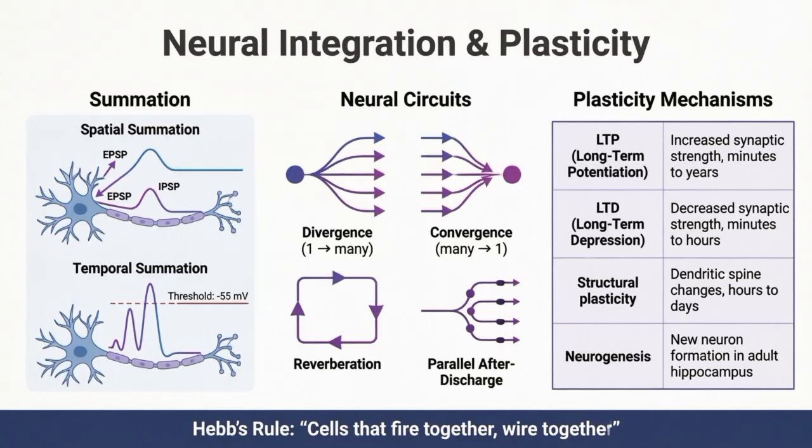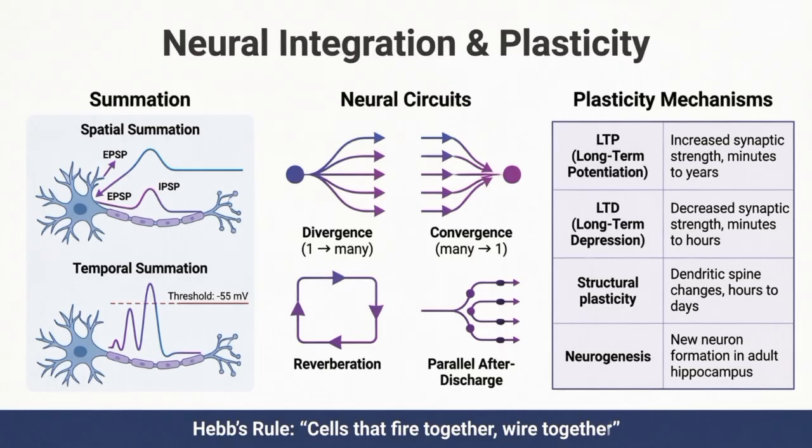Section 1, summation. Let us examine summation, how neurons combine multiple inputs. Spatial summation is when a single neuron receives inputs from many different presynaptic neurons simultaneously. Temporal summation is when a single presynaptic neuron fires repeatedly in rapid succession. If enough EPSPs accumulate quickly, they reach the -55 millivolt threshold.